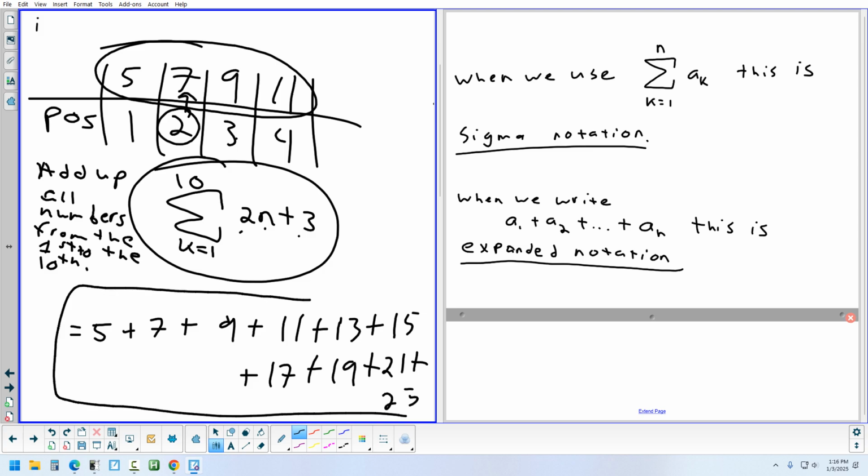This is called expanded notation. Expanded is when you write out the whole thing. The short way is called sigma notation. Yep, so that's all that sigma notation is. It's a short way of writing down how to add up a bunch of numbers.